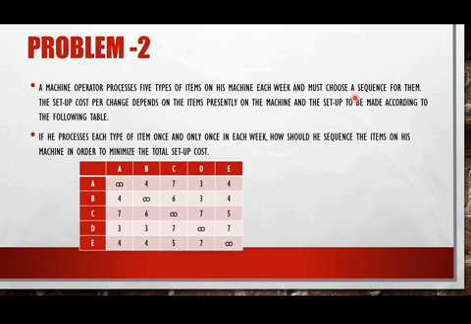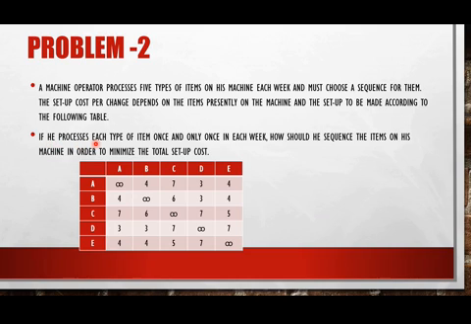He has to identify which type of process he will do first, or which item he will manufacture first, then which is the second item, which is the third item. So sequence is important here. The setup cost per change depends on the items presently on the machine and the setup to be made according to the following table. So here what is the decision variable? You see, cost is the decision variable, right?